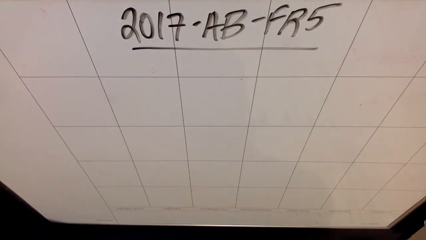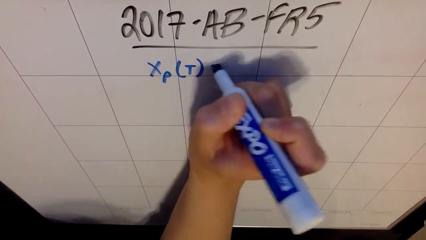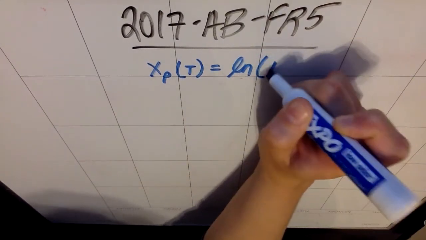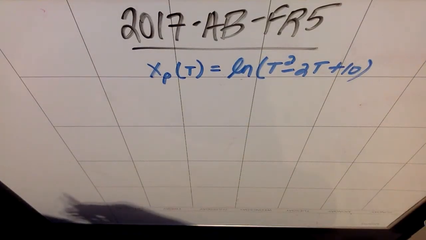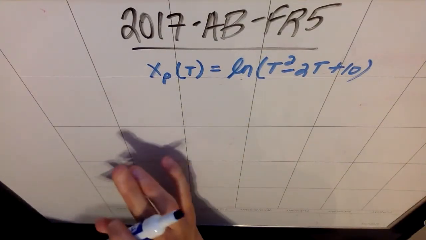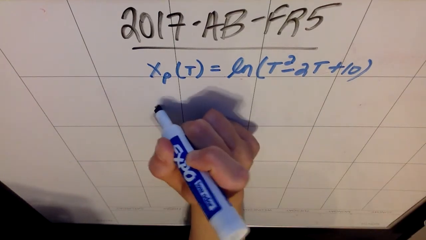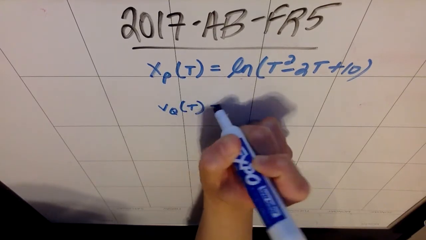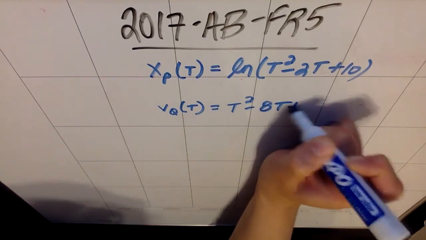Alright, so two particles move along the x-axis. For the time from 0 to 8 inclusive, the position of particle P at time t is given by xp of t equals the natural log of t squared minus 2t plus 10. And so that's the position, right? That's position. And the velocity of particle q is given by vq of t equals t squared minus 8t plus 15.